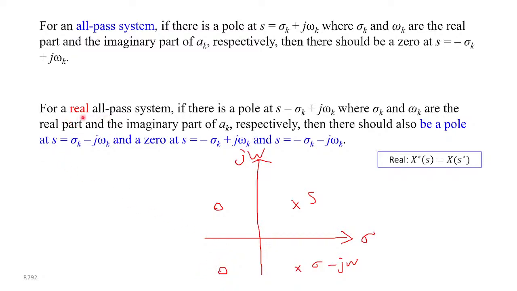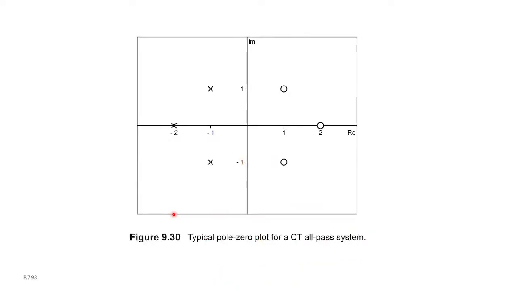So for a real allpass system, when you have a pole here, then you must have two zeros here and another pole here. You always have these four things together. Any questions? Well, there are special cases where there are not four things. If you happen to be on the real axis, then there's no up-down pair, so you will still have this left-right pair. So that's what the pole-zero plot of an allpass system will look like.